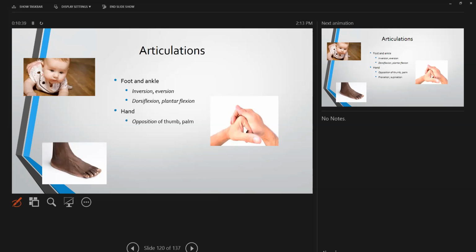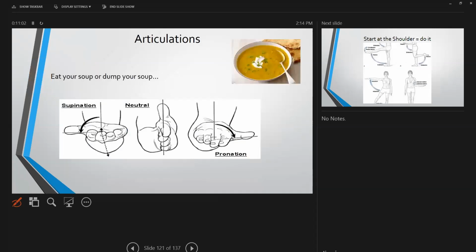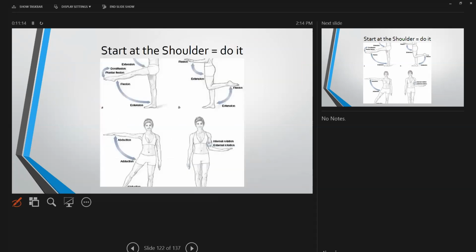In the hand, you can oppose the thumb to palm. This is that, you're able to oppose the thumb to the palm, pronation and supination. So the thumb would be one of those circumferential joints. And then the head, protraction, retraction, depression, elevation. And so here are some of the articulations. So eat your soup or dump your soup. So if you're supinating, you're going to put the soup in the palm of your hand. If you're pronating, you're going to dump the soup out.